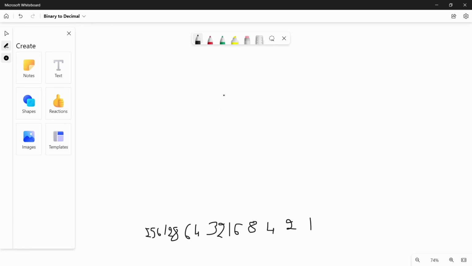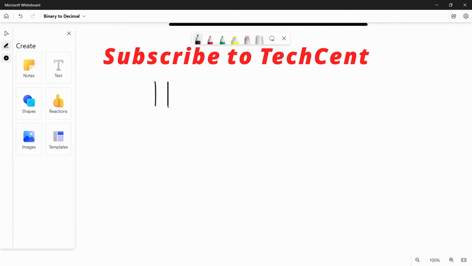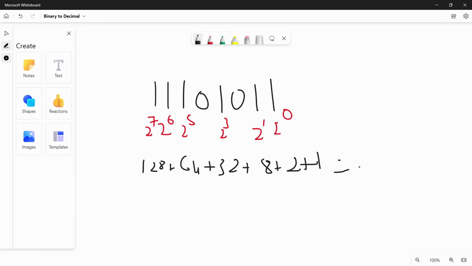So far it seems easy. So let's convert two different binary numbers now. Let's start with 1, 1, 1, 0, 1, 0, 1, and 1. Pause this video and do it on your own, then come back for the answer. So we have first 2 to the 0, then 2 to the 1. Now let's add those numbers up. 128 plus 64 is 192, plus 32 is 224, plus 8 is 232, plus 3 is 235. And we found out that this binary number is 235.